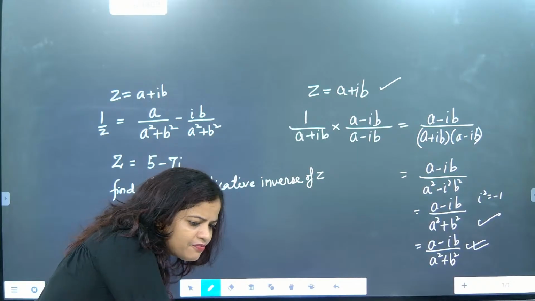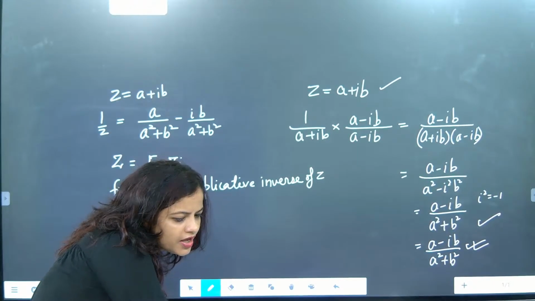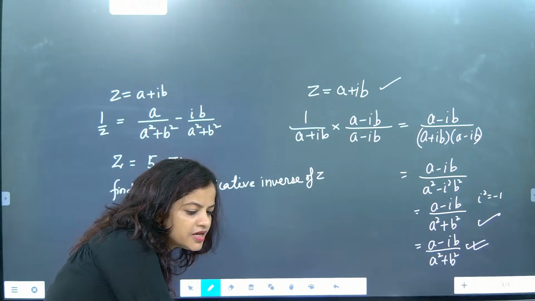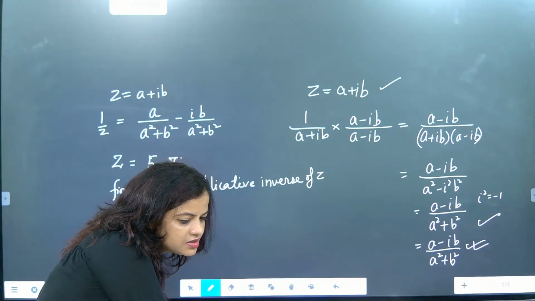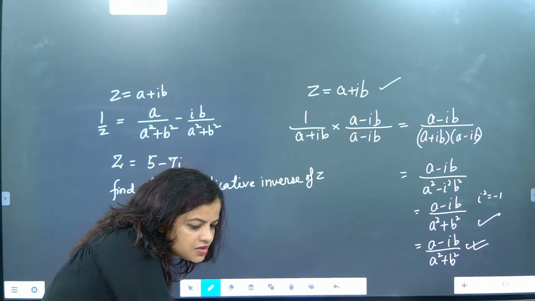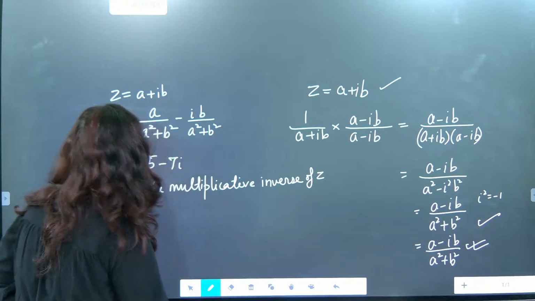1 by 5 minus 7i. That's okay, Jay. But the problem here is that the final answer is not there. Okay, Siddharth and Rudra have given the answer.